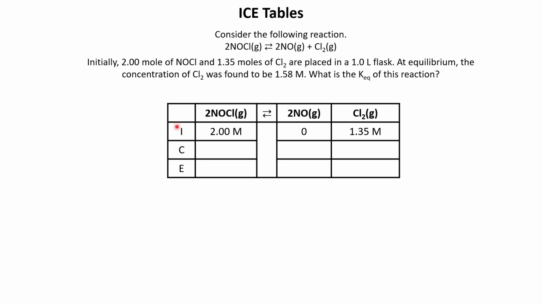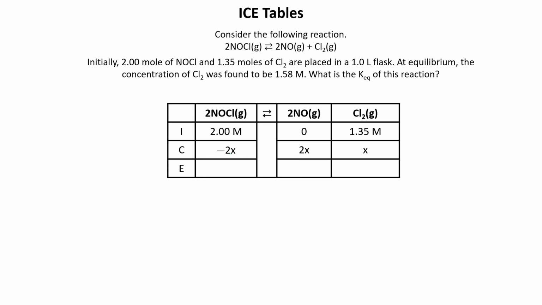All right, so now that we have our initial concentrations, we need to do our change. Again, we know we are going to form products because we need to form at least a little bit of our nitrogen monoxide. So this is minus 2x. This becomes positive 2x, and of course this one is also positive x. We're going to shift to the right.